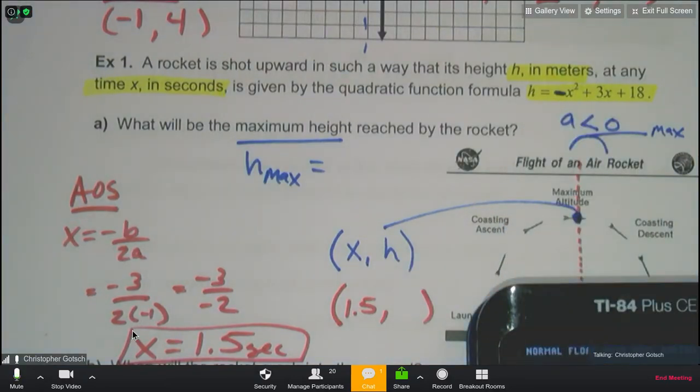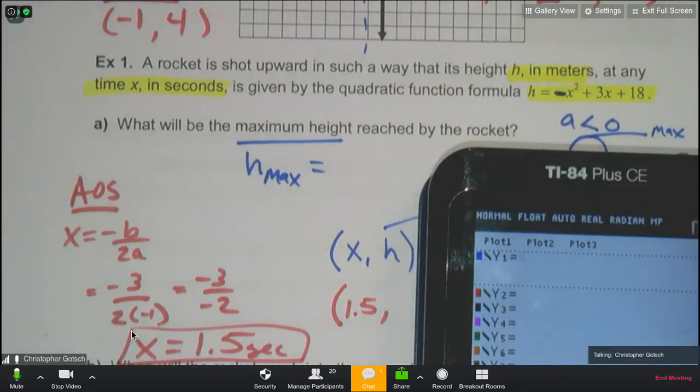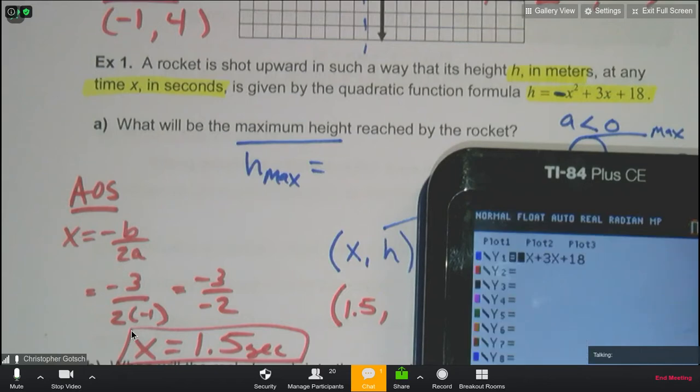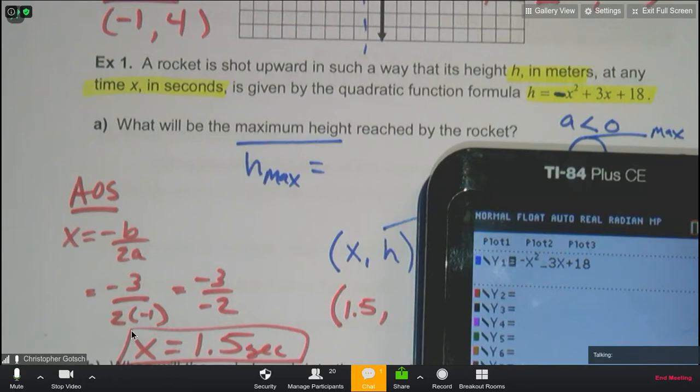Negative 1.5 squared plus 3 times 1.5 plus 18. Or I would just throw it in the calc by graphing negative x squared plus 3x plus 18, and now I'm in zoom 6. Okay, so zoom standard. I think I'm in zoom 6. I think I typed something wrong. Let me double check here. Oh, I forgot the squared. There we go. Sorry about that.